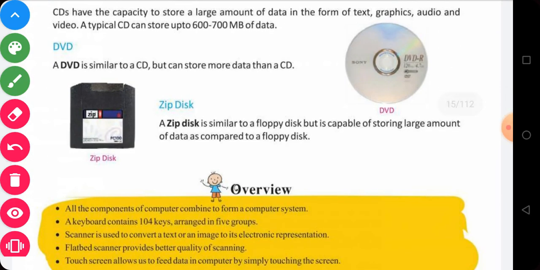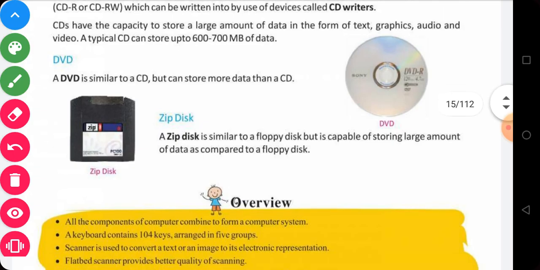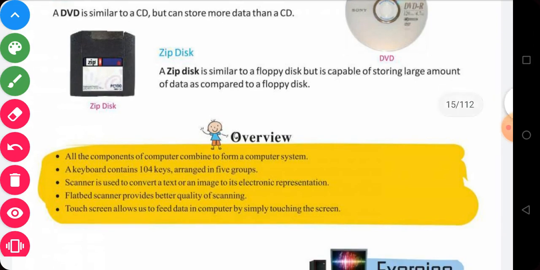The next kind of storage device is DVD. DVD has a similar function as the compact disc CD, but it has a larger capacity to store data. Generally, DVD size comes in between 4.2 to 4.6 GB. And the last one of our storage devices is the zip disk. A zip disk is similar to a floppy disk, but it is capable of storing a large amount of data as compared to a floppy disk.